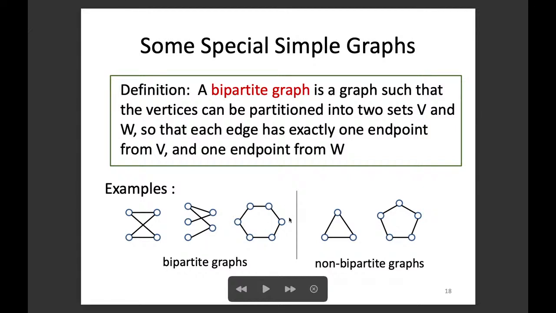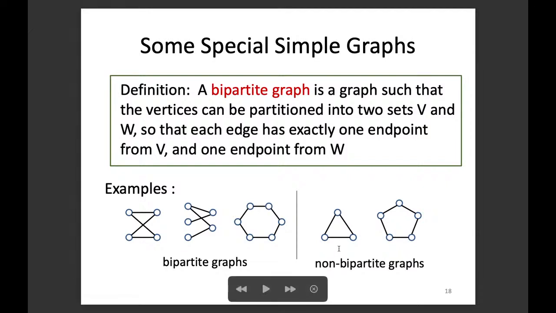Now for this one, although it doesn't look like a bipartite graph at first glance, we can see that we can color this vertex, this vertex, this vertex as white, and this as black, so that all the edges that we can see are joining vertices from different color groups. Equivalently, we don't see any edge joining vertices from the same group. So this is also an example of a bipartite graph.